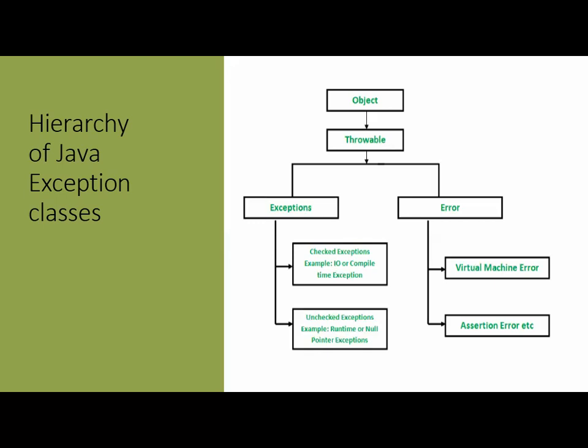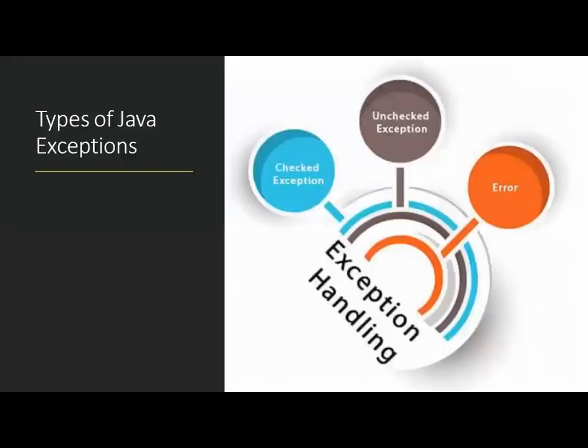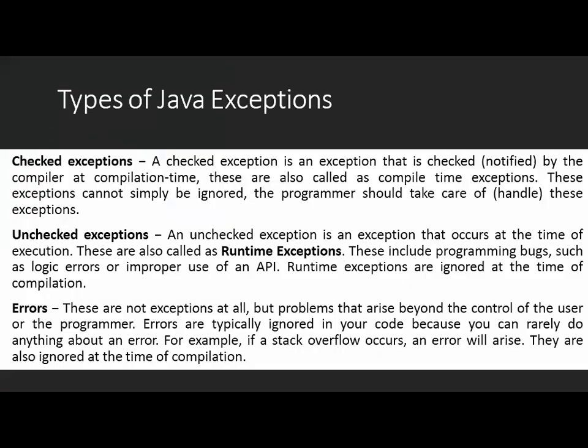The Exception class is further divided into two types: checked exceptions and unchecked exceptions. There are three types of Java exceptions already mentioned in the hierarchy: checked exceptions, unchecked exceptions, and errors.